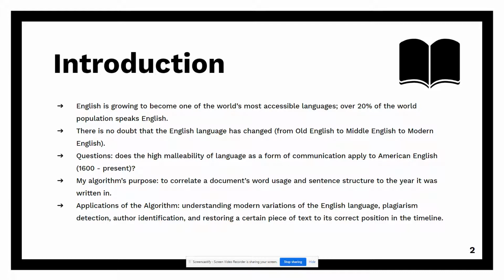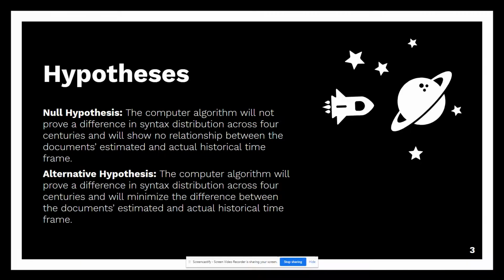The purpose of my algorithm is to estimate the document's actual age, or year it was written, based on sentence structure and word usage. Applications of my algorithm include understanding modern variations of the English language, plagiarism detection, author identification, and restoring a certain piece of text to its correct position in the timeline.